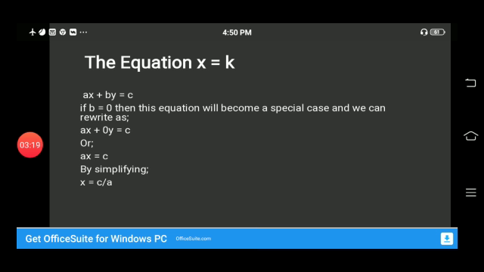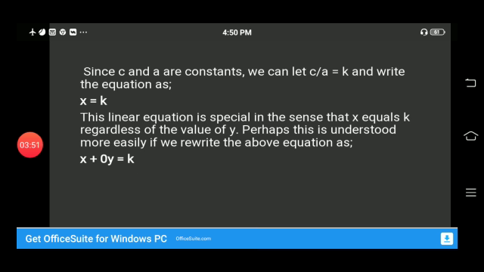When we have ax plus by is equal to c, if b is equal to 0, then this equation becomes a special case and we can rewrite it as ax plus 0y is equal to c, or ax is equal to c, or x is equal to c over a. So x is equal to c over a means that it is some scalar number, just the value of x, not a value of y. In this scenario, since c and a are constants, we can let c over a be equal to k and write the equation as x is equal to k.